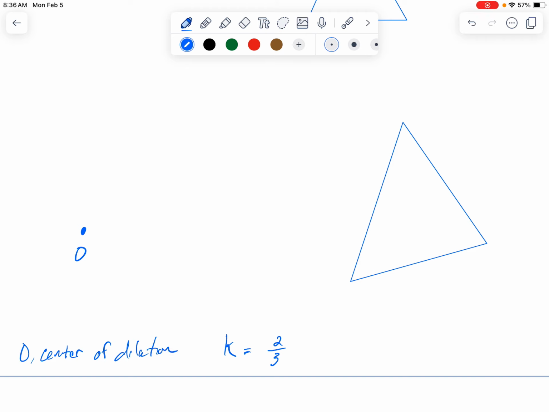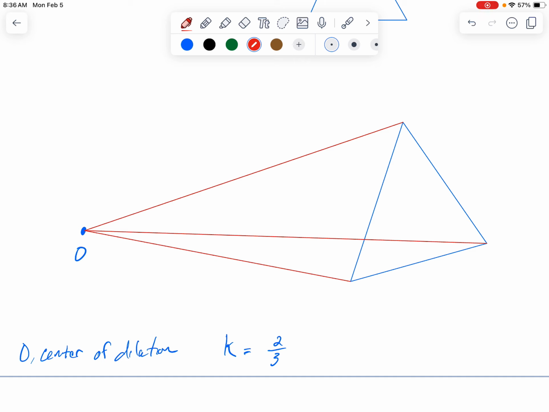And this basically works exactly the same as it would if it was a coordinate system. We can take this distance to that point in our triangle, and now we're just going to take this distance times the scale factor and then plot those new coordinates.